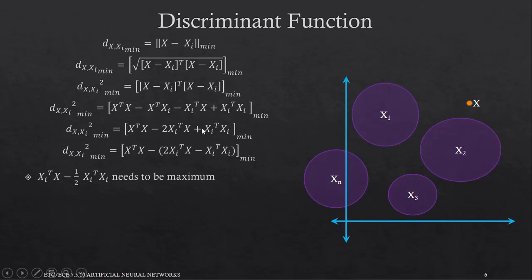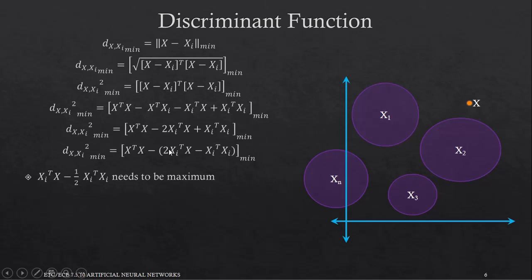Let us manipulate this expression a little bit. We just take out this minus sign common to the second term and the third term. We get dx xi square minimum equals x transpose x minus 2 into xi transpose x minus xi transpose xi minimum. Observing this, trying to find the i for which this expression is minimum is equivalent to trying to find the i for which this expression is maximum. 2xi transpose x minus xi transpose xi needs to be maximum because it is after the subtraction sign.